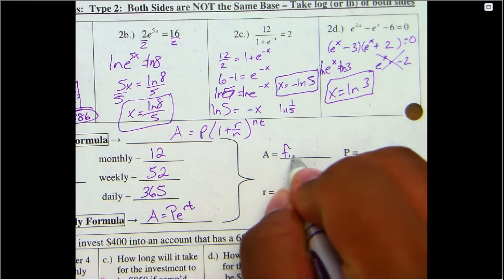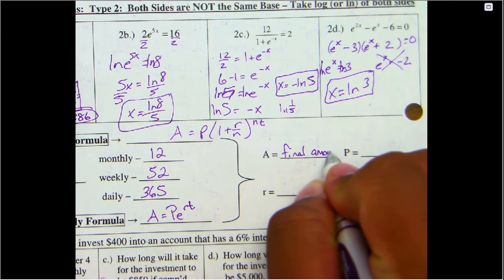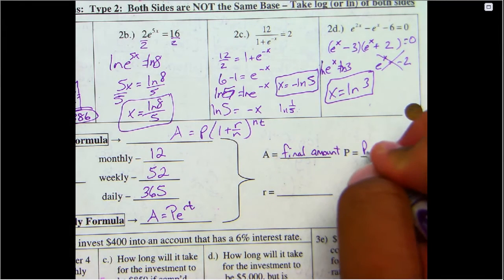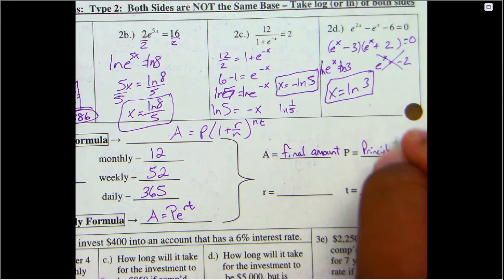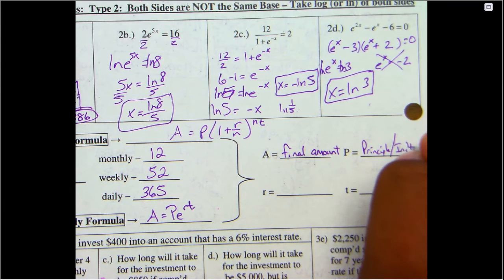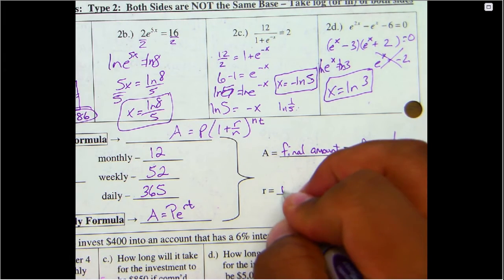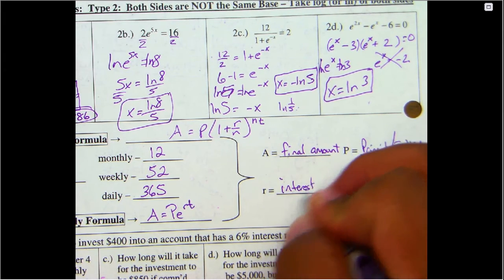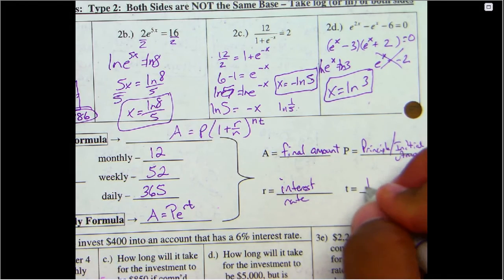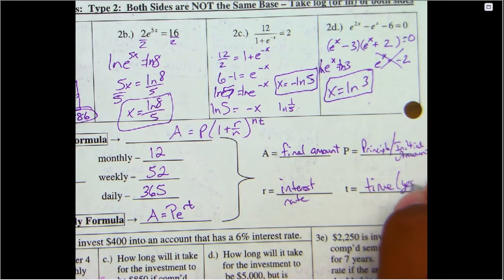All right. So A is my final amount. P is my principal or initial amount. R is my interest rate. And T is time in years.